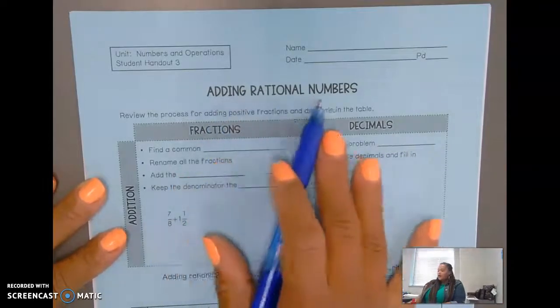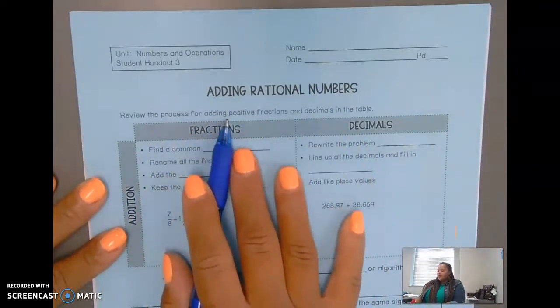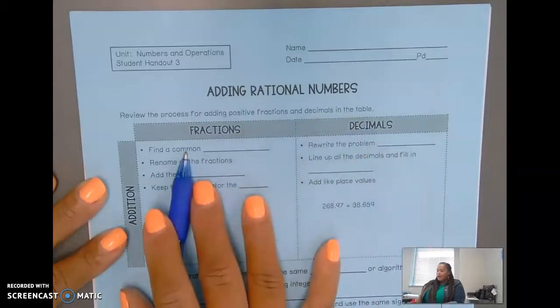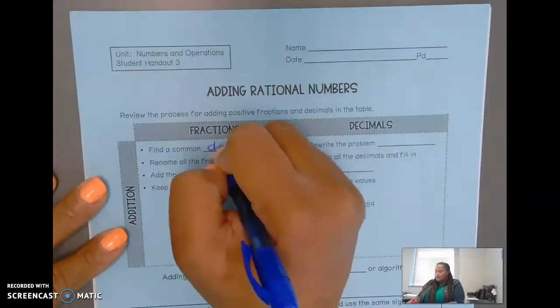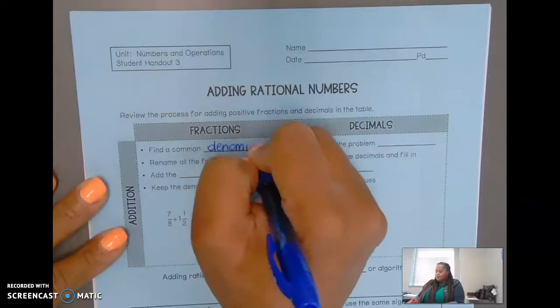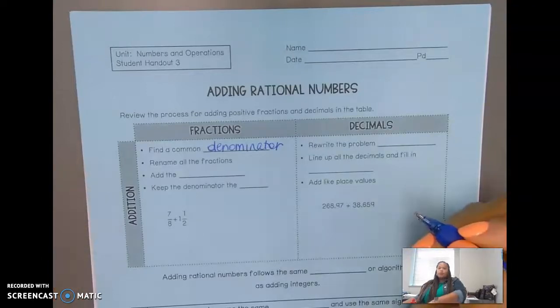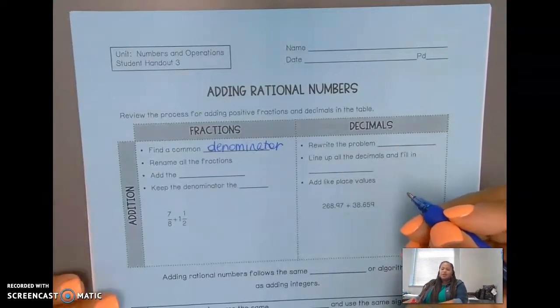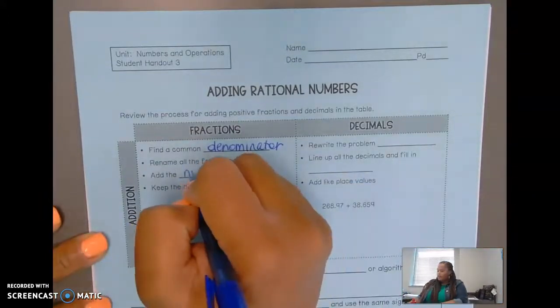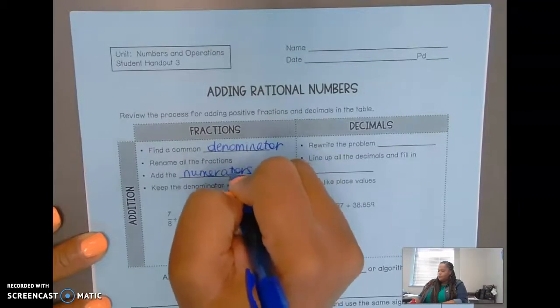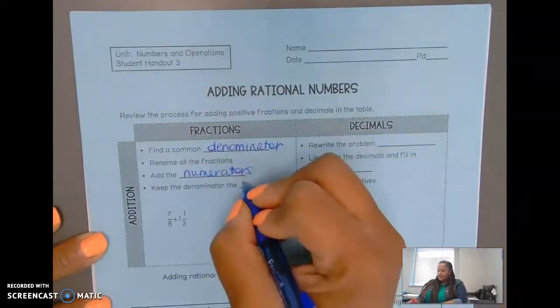So first of all, we're adding rational numbers. We'll review the process for adding positive fractions and decimals in the table. For adding fractions, we always find a common denominator. That's only for adding and subtracting fractions, okay? And then we'll rename all the fractions. That means once we change the denominator, we also have to change the numerator. Then we'll add the numerators. And then keep the denominator the same.